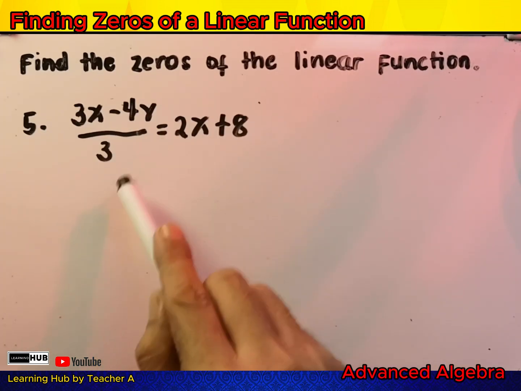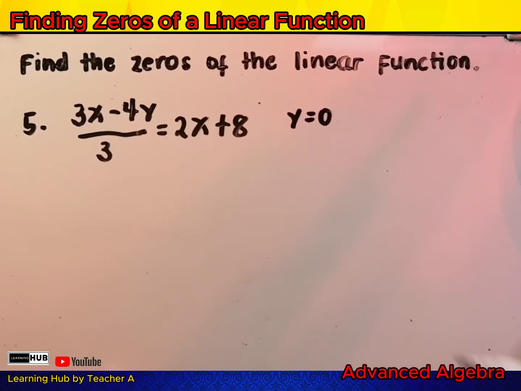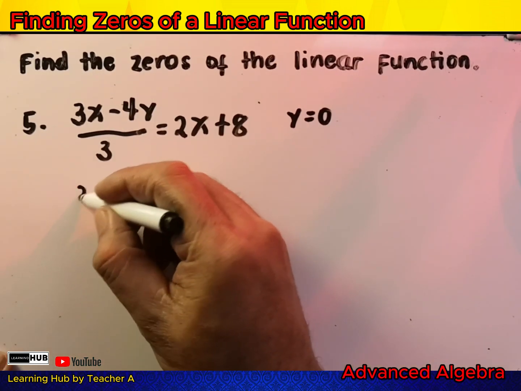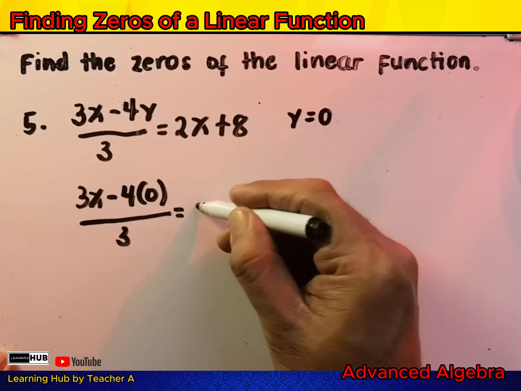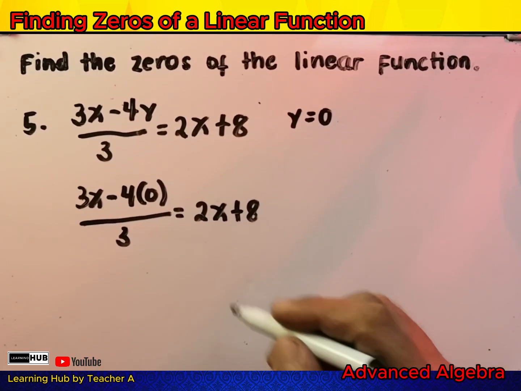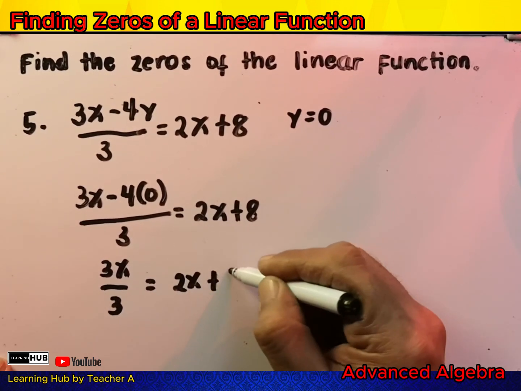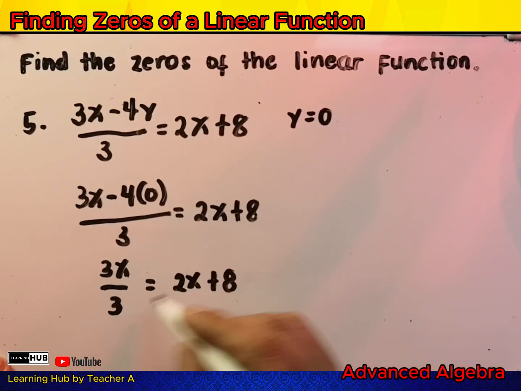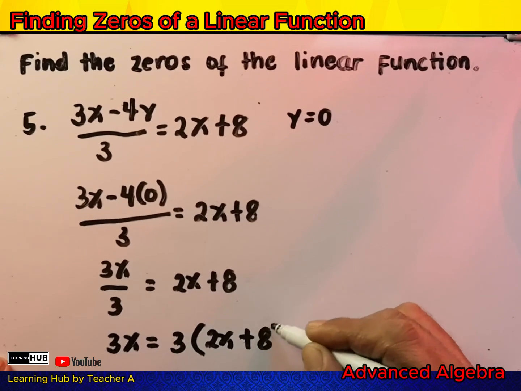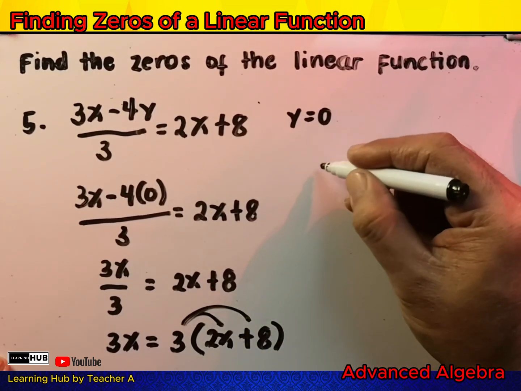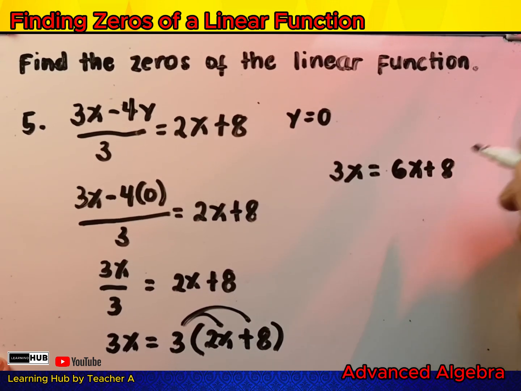Example number 5, we have 3x minus 4y over 3 is equal to 2x plus 8. So again, let's set our y to 0 for us to get the zero of our linear function. So 3x minus 4 times 0, which is y, over 3 is equal to 2x plus 8. Then cancel this, so 3x over 3 is equal to 2x plus 8. Multiply, so that will be 3x is equal to 3 times 2x plus 8. Then distribute, becomes 3x is equal to 6x plus 8.